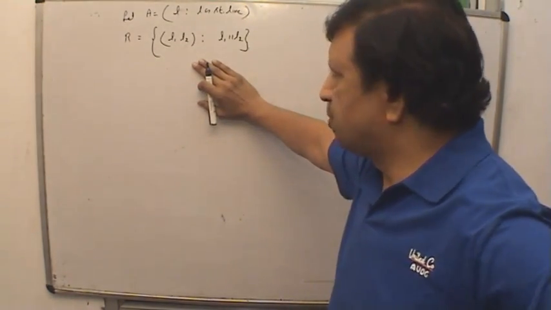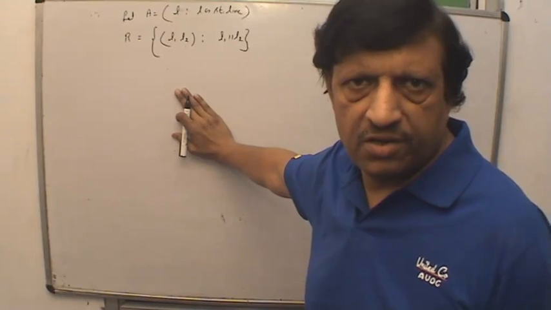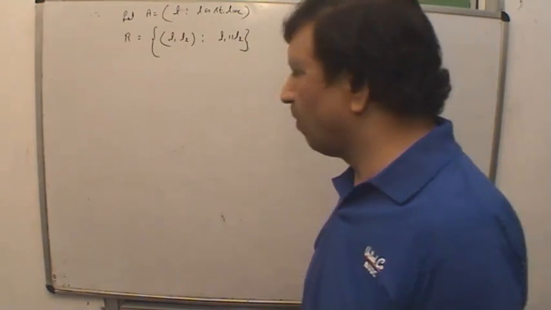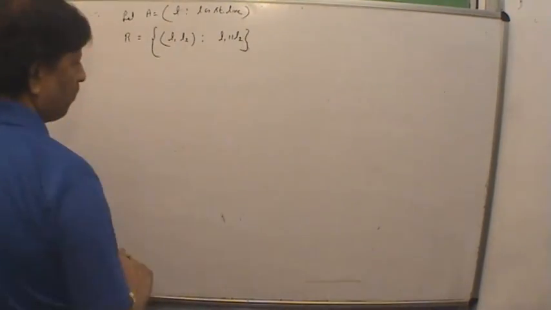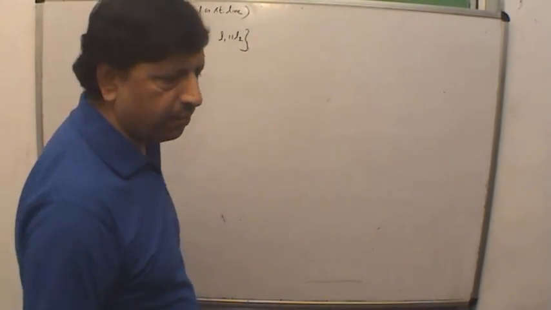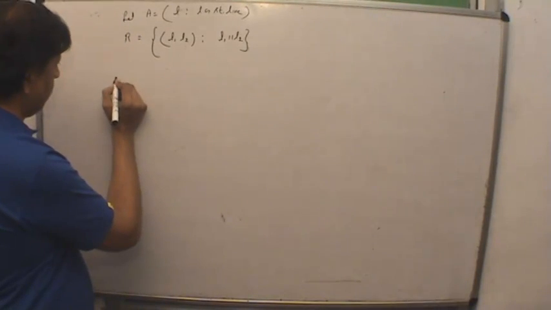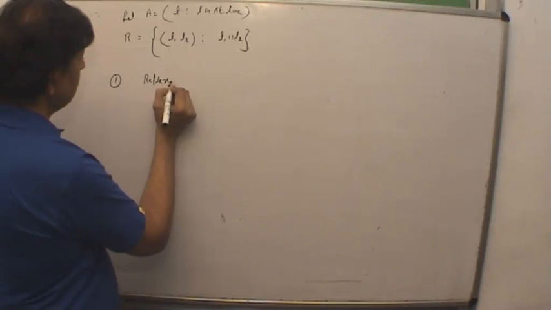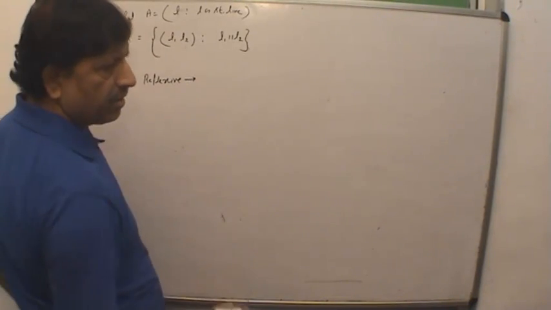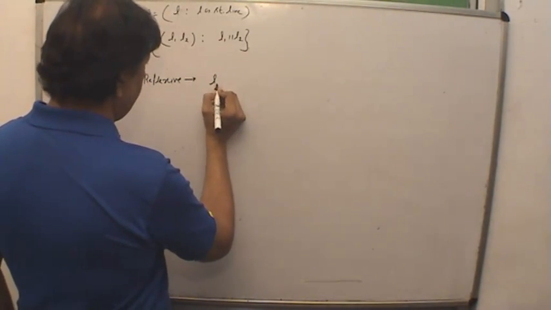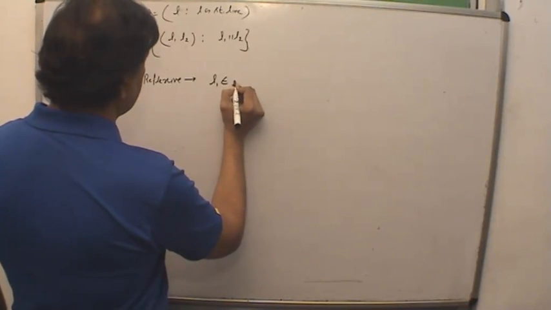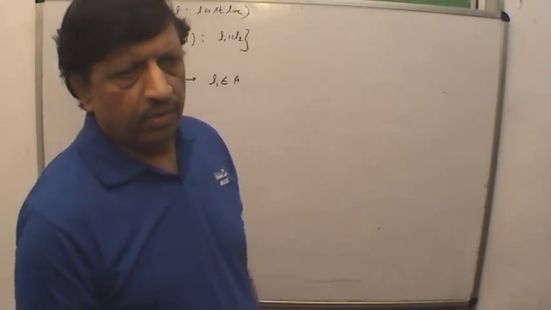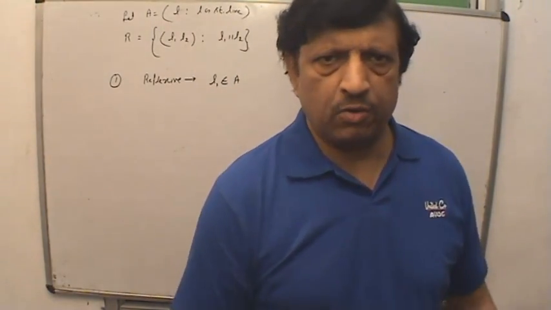Now we have to check whether this relation is an equivalence relation or not. For equivalence, we have to check all three properties. First of all, we check reflexive. For reflexive, we consider only one member, L1, say belonging to A. Can any line be parallel to itself?